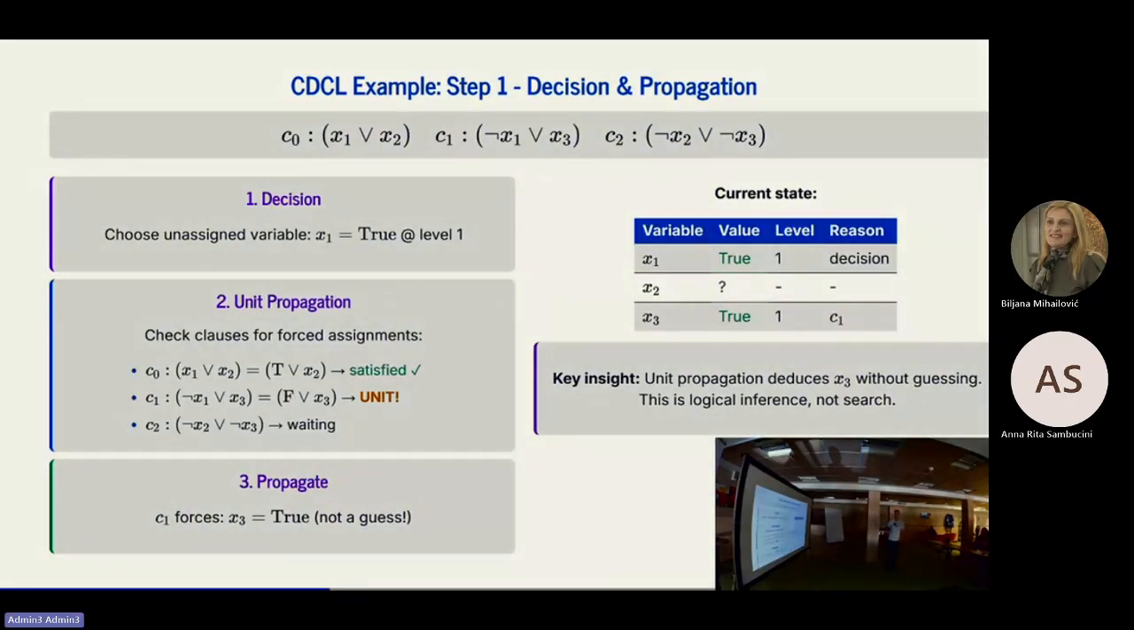Here is a simple example. We have this formula in conjunctive normal form. There are the clauses, and the first step is the decision. Just choose an unassigned variable, and we assign, for example, true at the first level. The next step is basically unit propagation. We check clauses to force assignment, and we can propagate. In this case, the unit propagation deduces X3 without guessing. It is the logical inference.